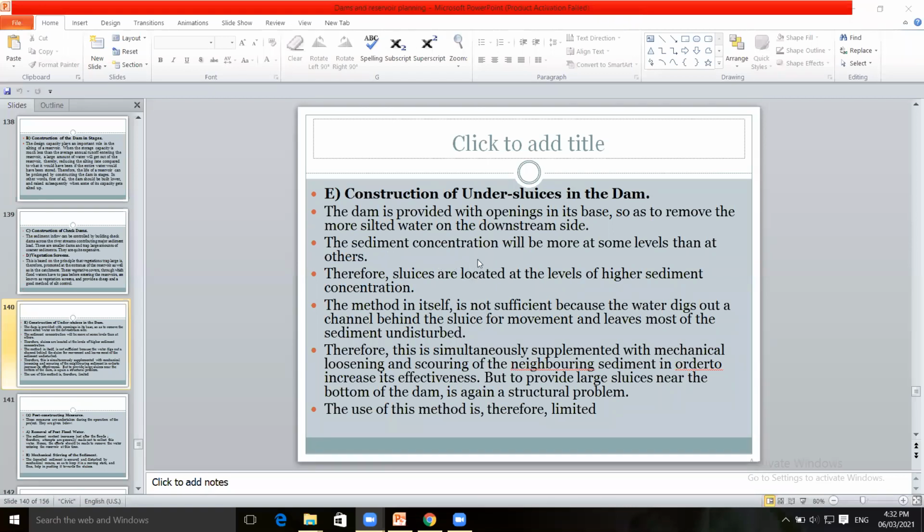In this, sediment concentration will be more at some levels than at others. So these sluices in the dam structure are located at the levels of higher sediment concentration. At that place, these openings are located. These are provided in the dam structure to carry the fine particles which are in suspension.